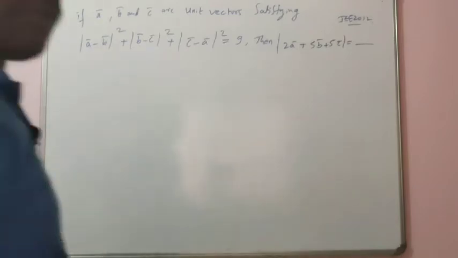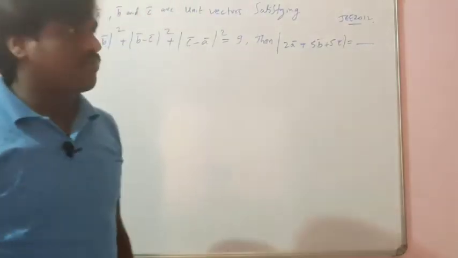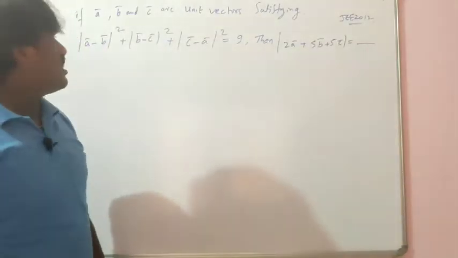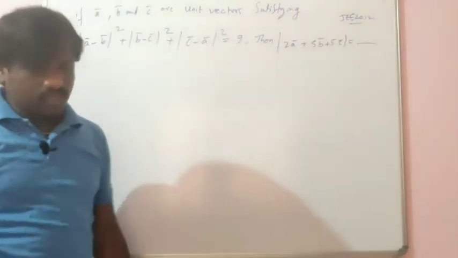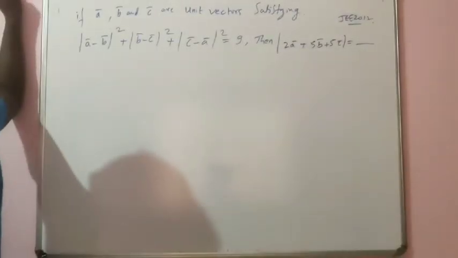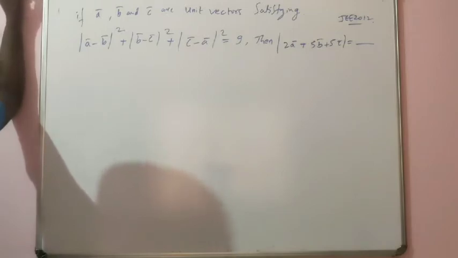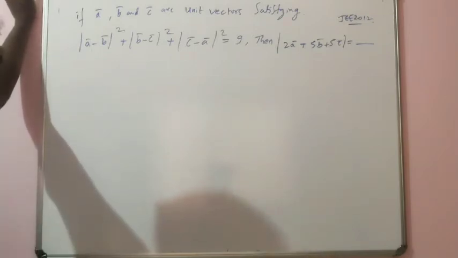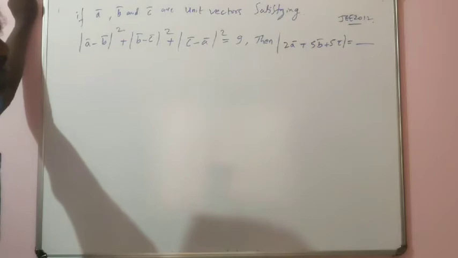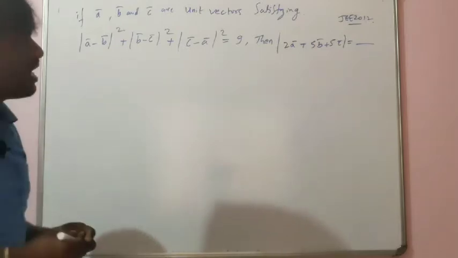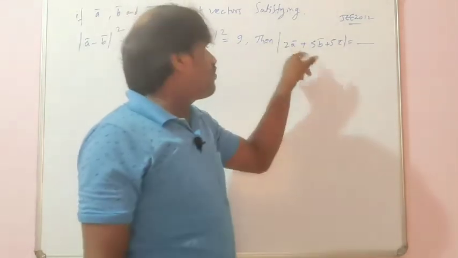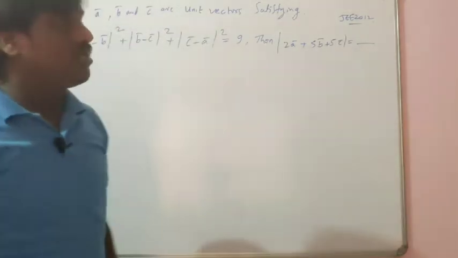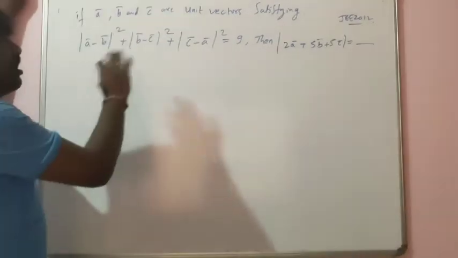This is one of the logical questions asked by JEE in 2012. Let us solve this question. If a vector, b vector, c vector are unit vectors satisfying the condition modulus of a vector minus b vector whole square plus modulus of b vector minus c vector whole square plus modulus of c vector minus a vector whole square is equal to 9, then what is the value of modulus of 2a vector plus 5b vector plus 5c vector? This is a very important question of JEE 2012. So let us solve how to deal with this problem.